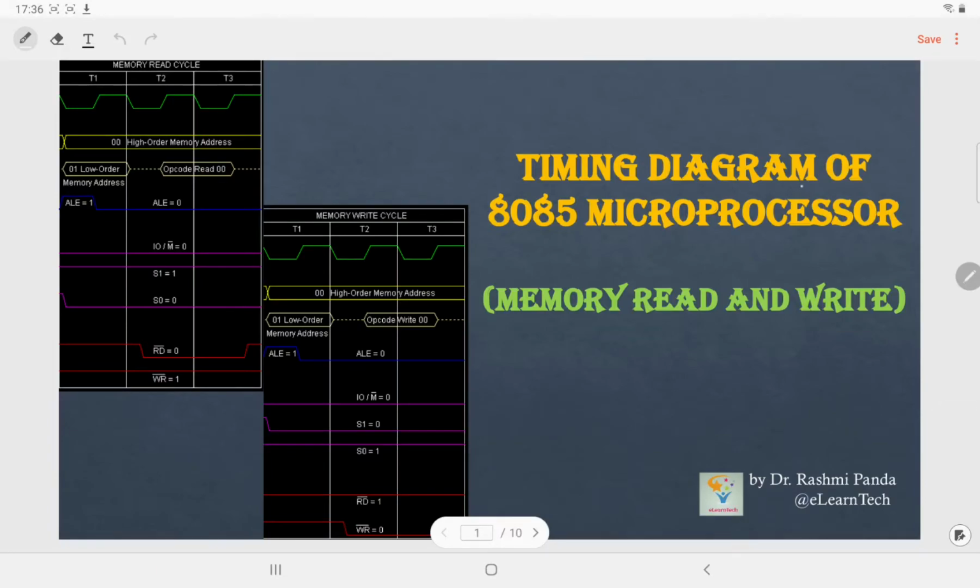Hello everyone, in this video I am going to discuss the timing diagram of memory read and memory write machine cycles for 8085 microprocessor. In my previous video I have discussed the timing diagram of opcode fetch machine cycle. So I request all of you to please go through that video before going through this memory read and memory write timing diagram.